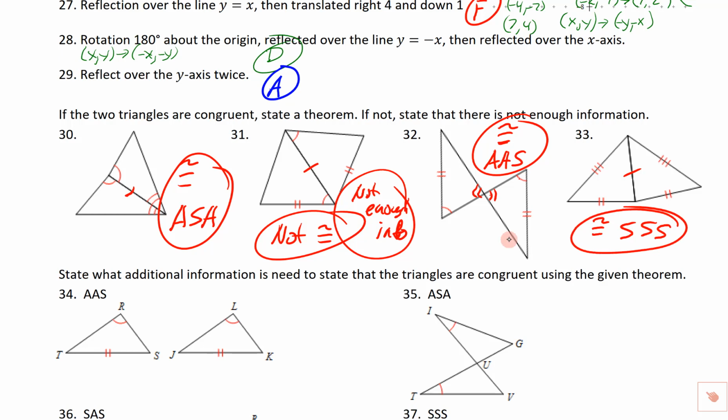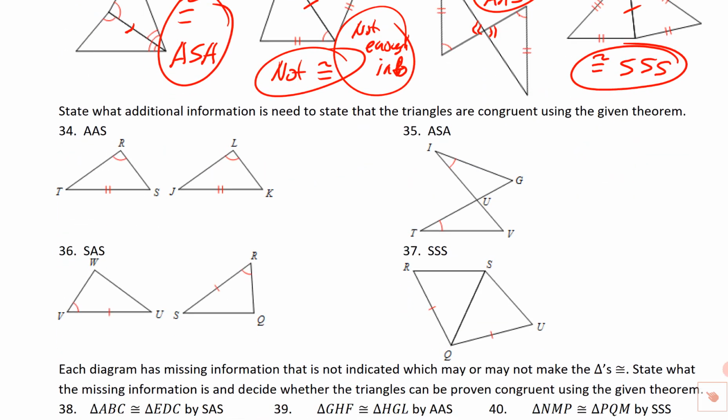All right, now let's take a look at these next four here. They've all got the same instructions. It says, state what additional information is needed to state that the triangles are congruent using the given theorem. Okay, so what additional information is needed here? So we need to do angle, angle, side on this one. So if we want to do angle, angle, side, we've got this side right here. They're even oriented the same way.